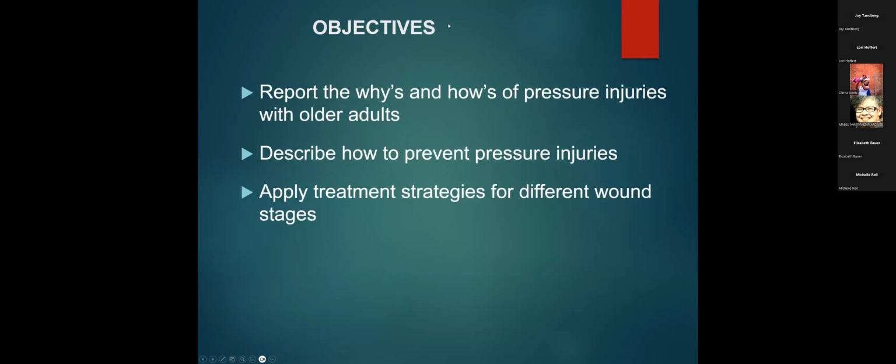The objectives for today's presentation are to basically report the whys and hows that pressure injuries occur in older adults. You can see the pre-test question here, so maybe I'll give you a little bit of time to respond to that. So first question is, a purplish discoloration around the low back of an 85-year-old man who slipped and fell can be classified as one of the following.